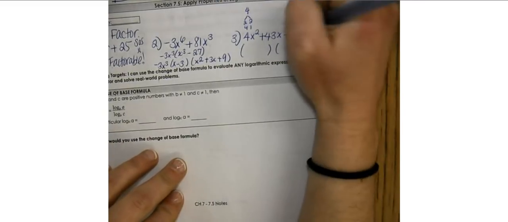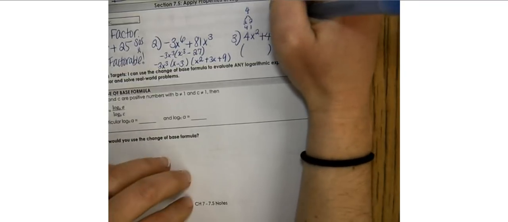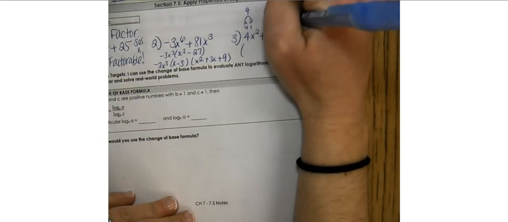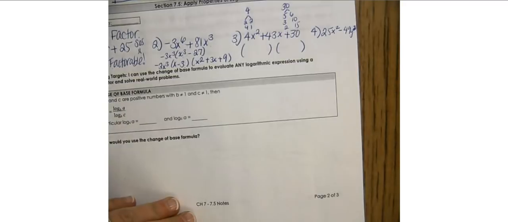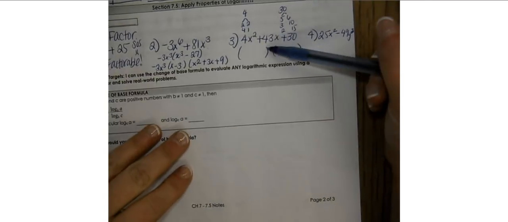For the number 30, whenever I think of 30, I automatically think of 5 and 6. And then there's also 3 and 10 and 2 and 15. Now you could write down 1 and 30, but chances are 1 and 30 is not going to be the numbers that we're going to be using. That's because our goal is to get a 43. So we need to come up with some sort of combination that can get us a 43.